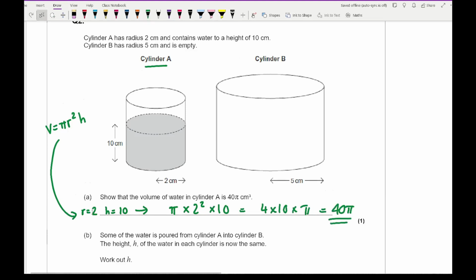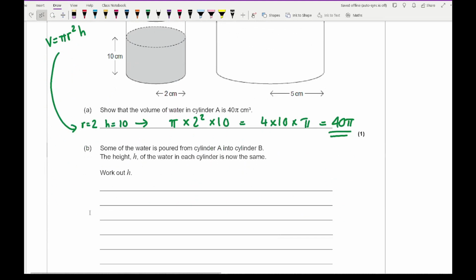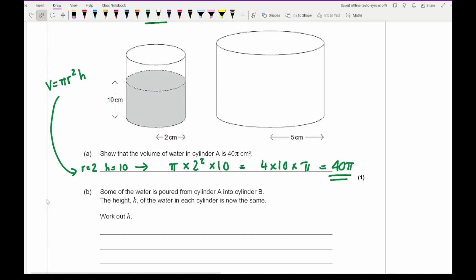Then for B, it says some of the water is poured from cylinder A into cylinder B, and the height h of the water in each cylinder is now the same. Work out h. So for this, if we look at cylinder A and work out the volume in regards to h, then we know that V equals pi times 2 squared times h. We don't know what h is, so that's going to be 4 pi h.